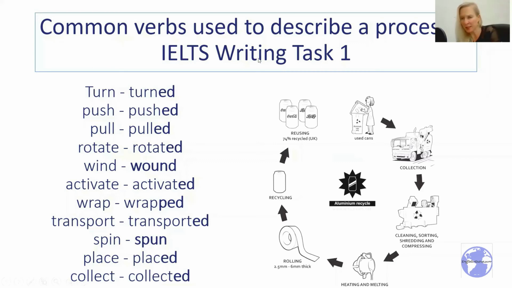If you look at the process here about the recycling of aluminium, you can see certain words like collect, collected, you might need to use, cleaned, sorted, rolled, and recycled. So hopefully the verbs will appear on the screen so it will be easier for you.